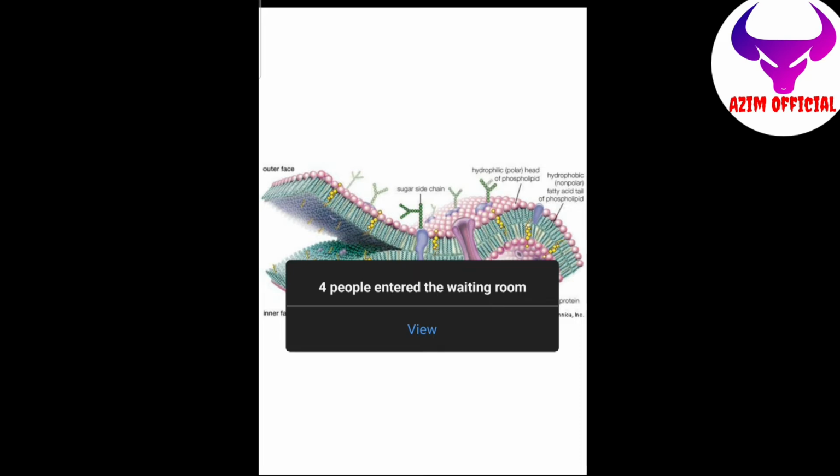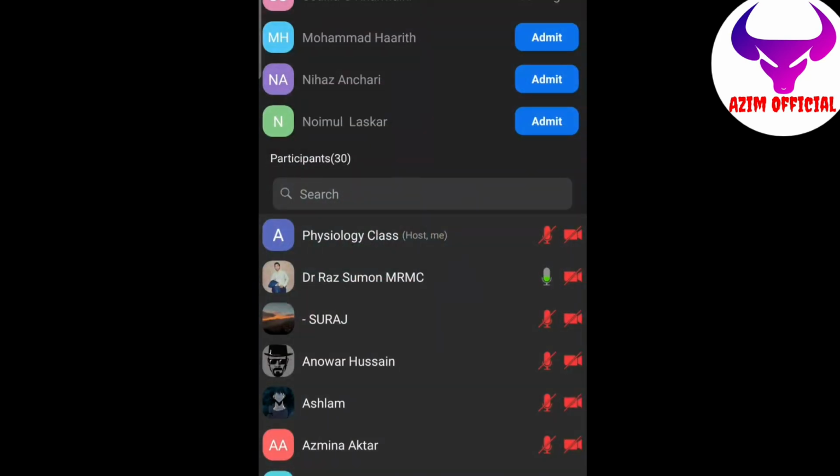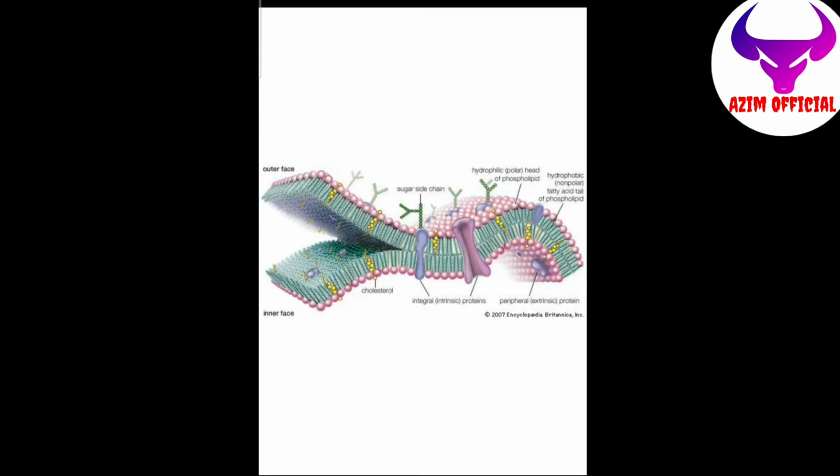In a viva, you may be asked to give the functions of membrane lipid. You will say, act as a barrier. Membrane lipid acts as a barrier that impedes the movement of water and water-soluble substances. They also permit the movement of lipids and lipid-soluble substances across the cell membrane. Okay.